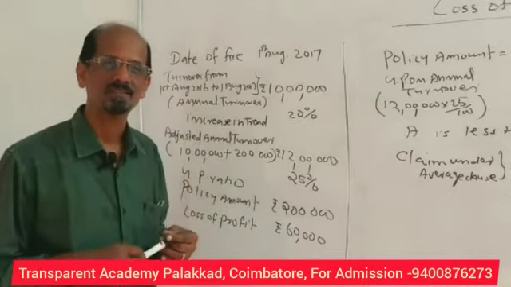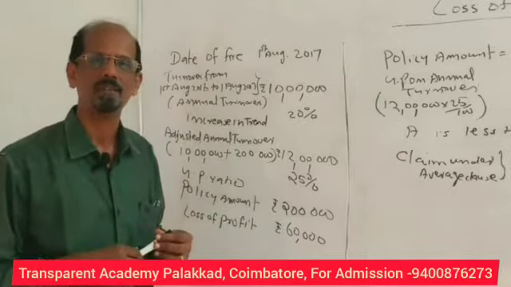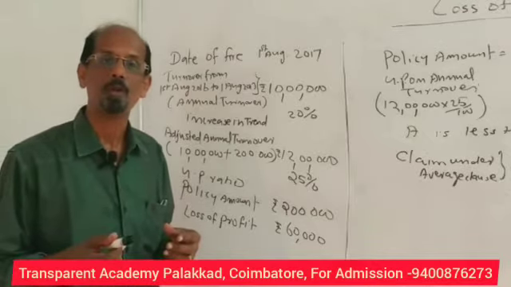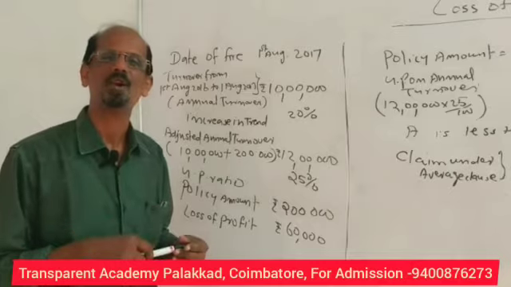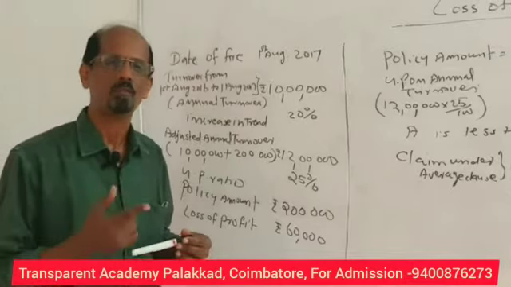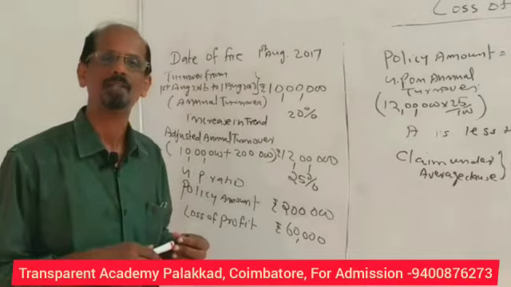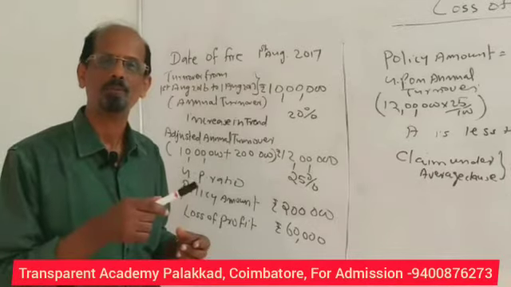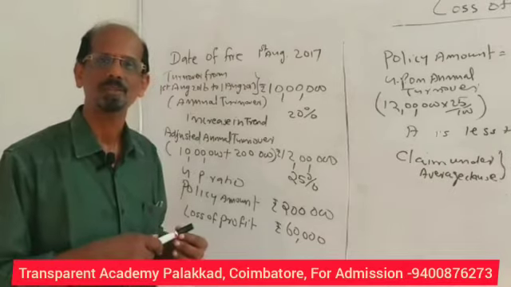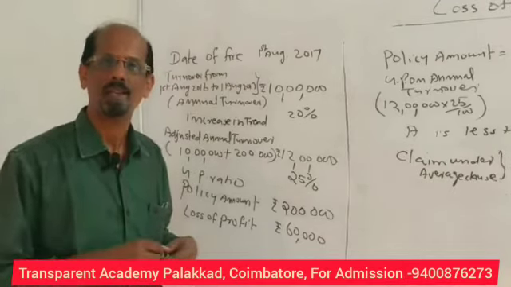That is the amount of the policy and stock at the date of fire. If the amount of the policy is less than the stock at the date of the fire, then naturally you have to apply average clause. How will you apply the average clause? The amount of the policy divided by stock at the date of fire into actual loss. That is how we will calculate the claim.